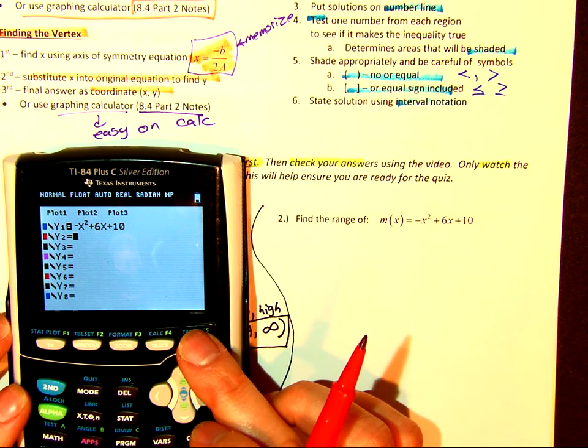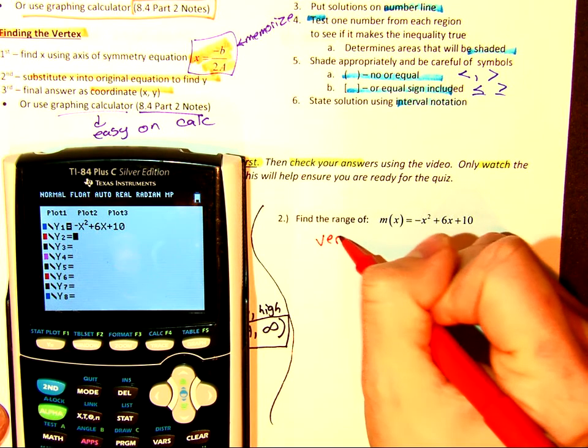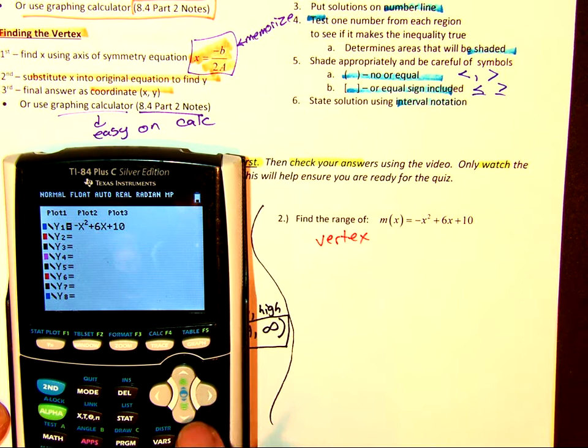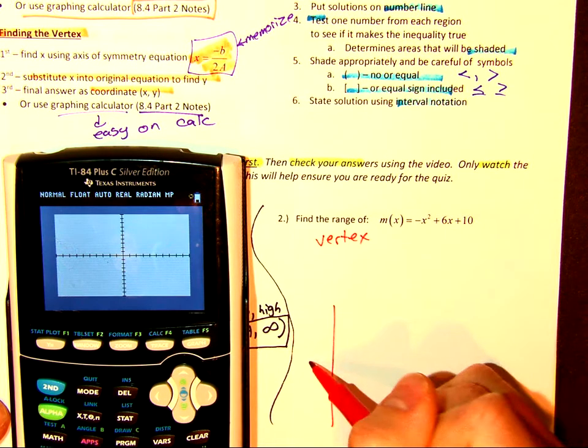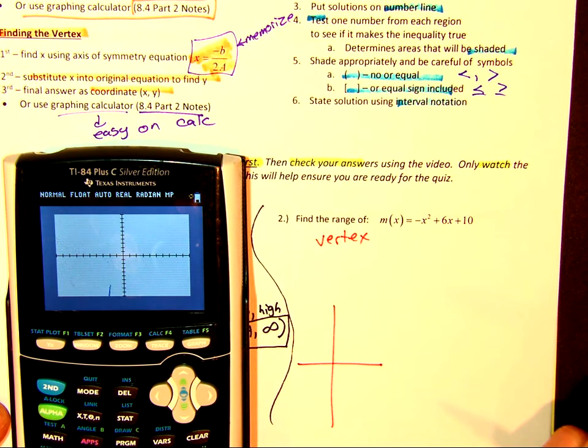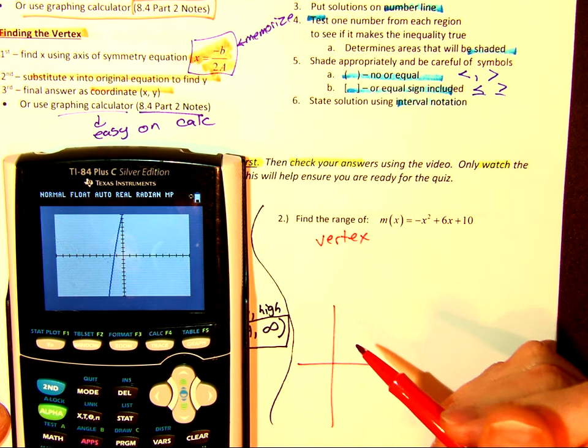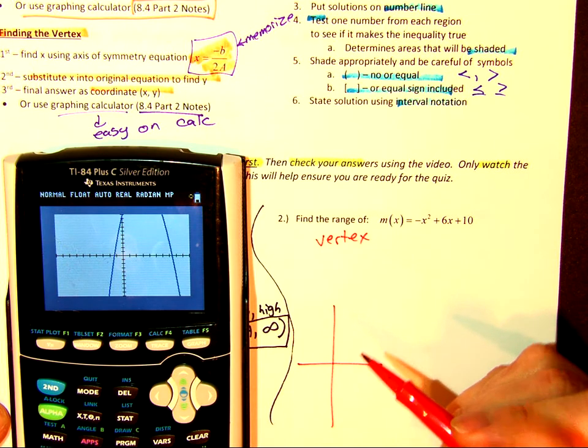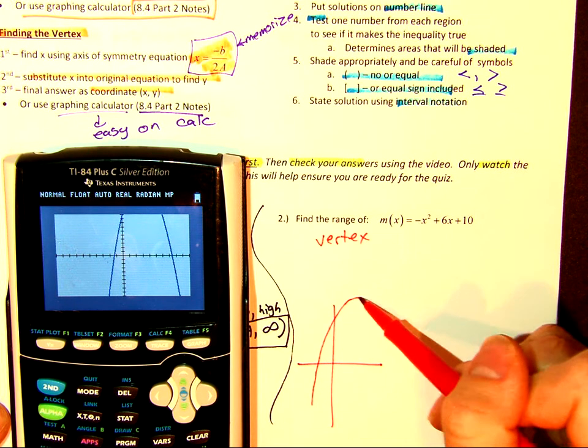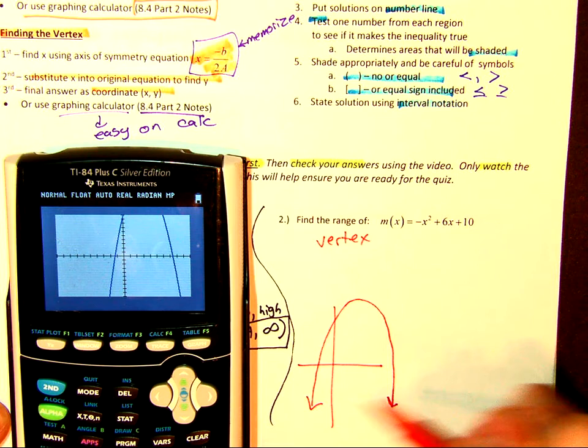So again, I'm trying to find my vertex first, so I'm going to graph it to see what this graph basically looks like, and I'll make a little rough sketch of it down below. Okay, so it goes off my screen, but I should be able to still do this because the basic idea is that it looks like this even though I can't see it.